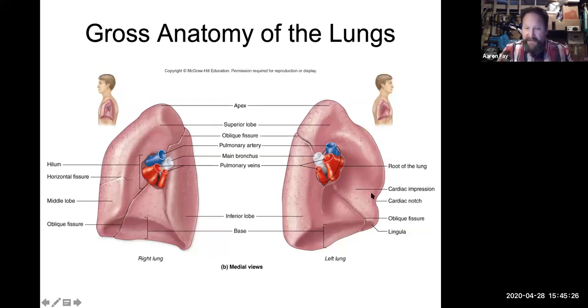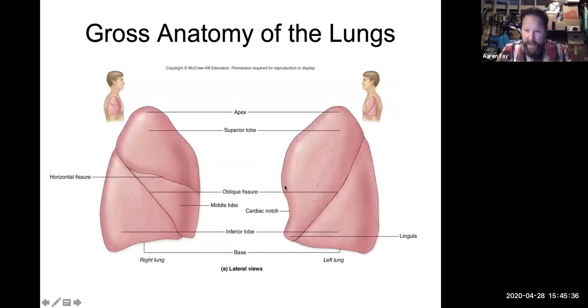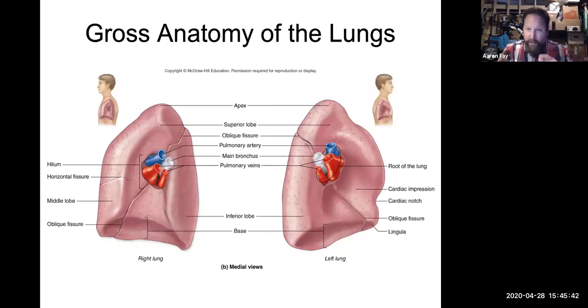Now, over here on the left side, another thing I want to point out is the structure called the cardiac impression. Do not confuse the cardiac notch with the cardiac impression. The cardiac notch is visible more from the anterior. You cannot see the cardiac impression. It is more medial. This big divot or dent in the lungs, which you can't see from the anterior, is the cardiac impression. Again, just another space created by having this big heart in the way.